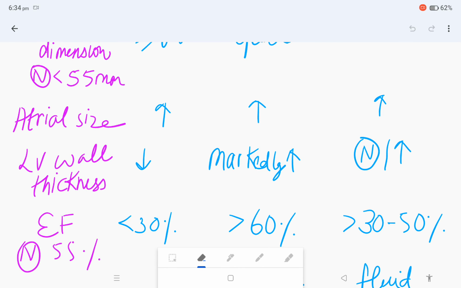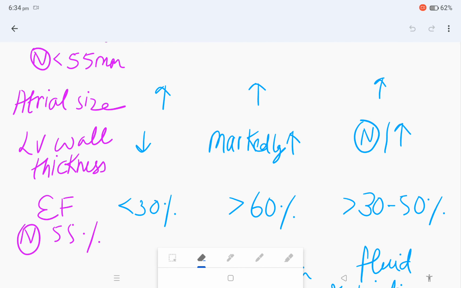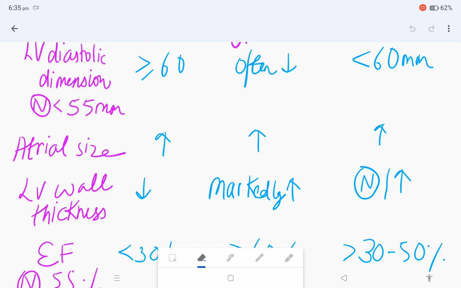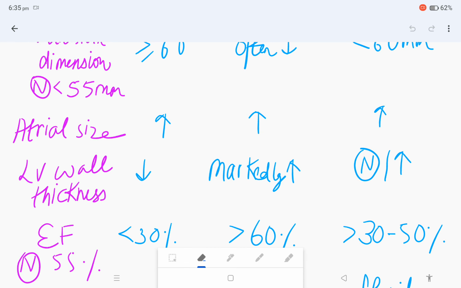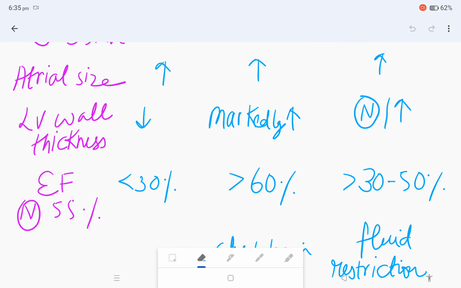Then ejection fraction. Ejection fraction depends on the systolic dysfunction. So systolic dysfunction was occurring in the dilated one, so in the dilated it will be less than 30, while in hypertrophic it will be normal or more than 60%. And in the restrictive one it is 30 to 50. So ejection fraction will be markedly reduced in the dilated one, and LV size will be increased in the dilated one, while in hypertrophic we have LV wall thickness increased.